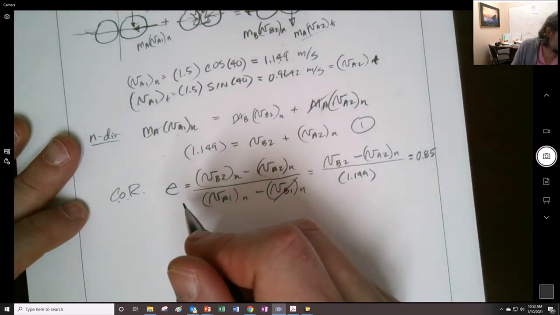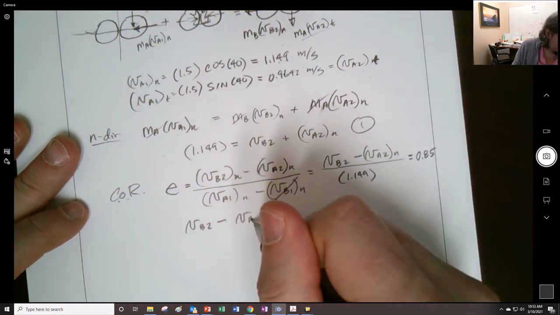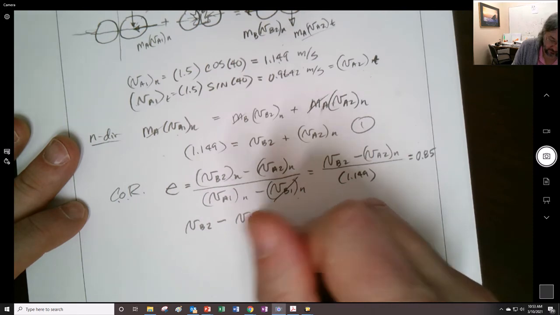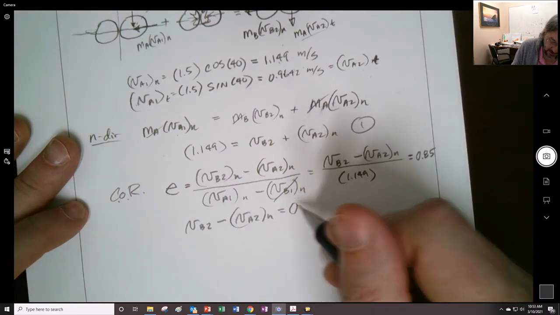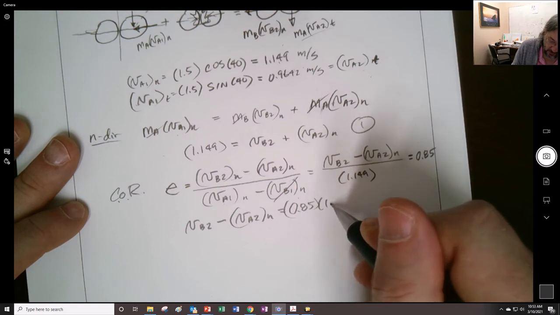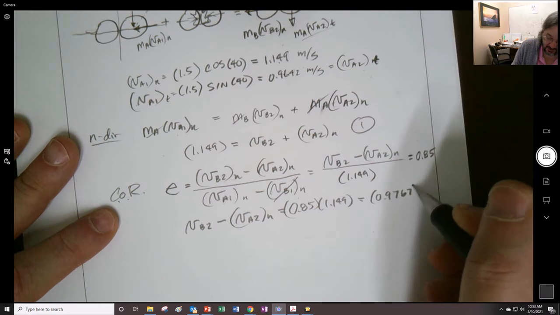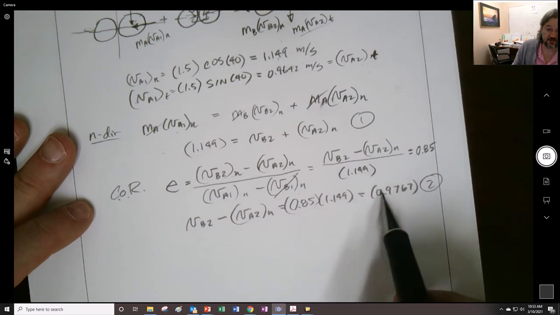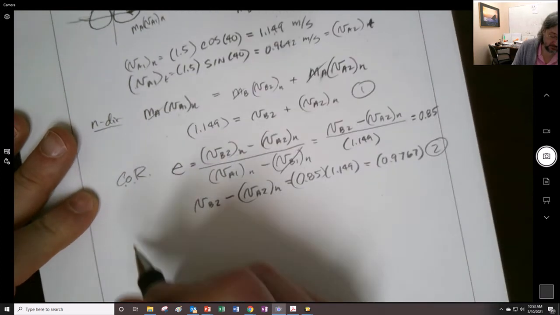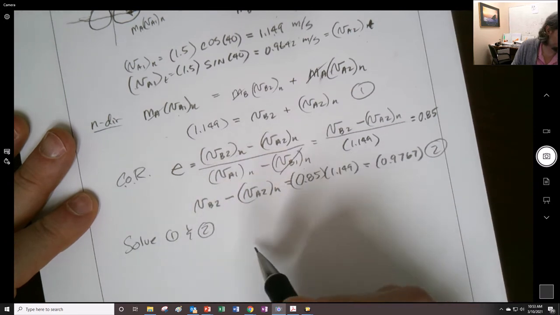So I can write a second equation here where I just say VB2 minus VA2N. I switched my Ns and stuff in here when I wrote the other thing. And that's just the 0.85 times our 1.149. So that equals 0.9767. And that's equation 2. All right, so we'll just ignore that little thing right there. So we go solve 1 and 2 right in here.